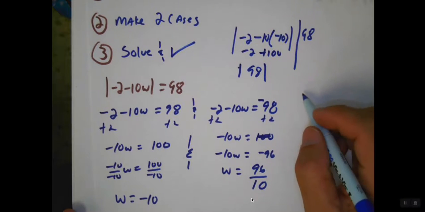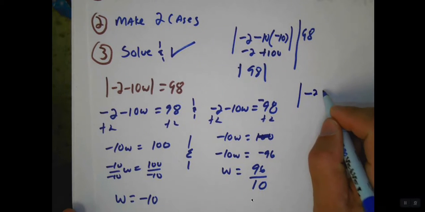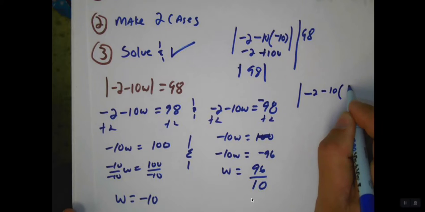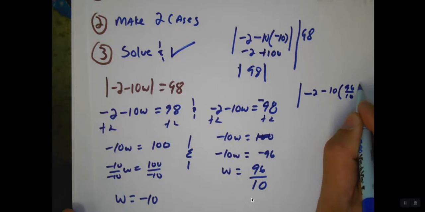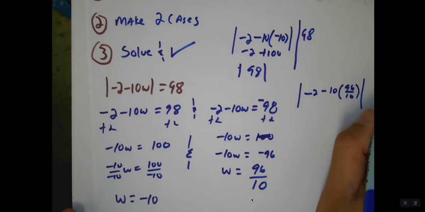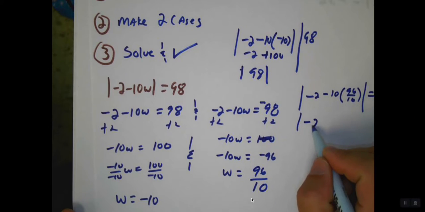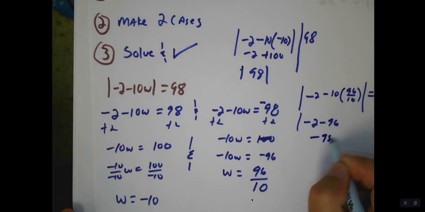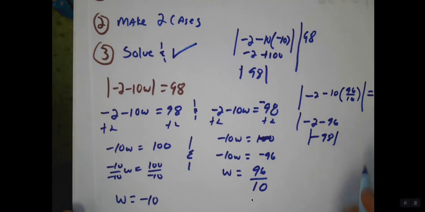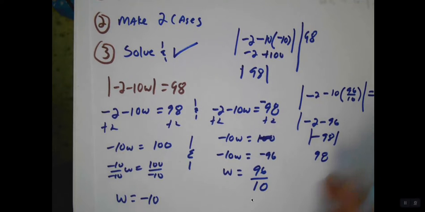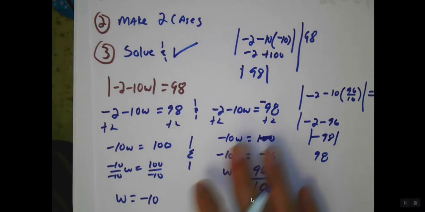We got 96 over 10. So negative 2 minus 10 times 96 over 10, that's supposed to be 98. So negative 2 minus 96, that's negative 98. And what's the absolute value of negative 98? 98. So that one works. So that's the 3-step process, okay?